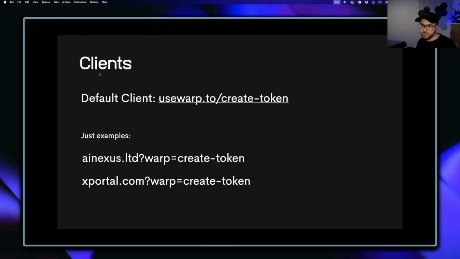So as mentioned, usewarp.2 is a default client. You can share links like this with it. But in the future, we might even see warps have native support within other ecosystem applications, like could be Nexus, could be Exportal.